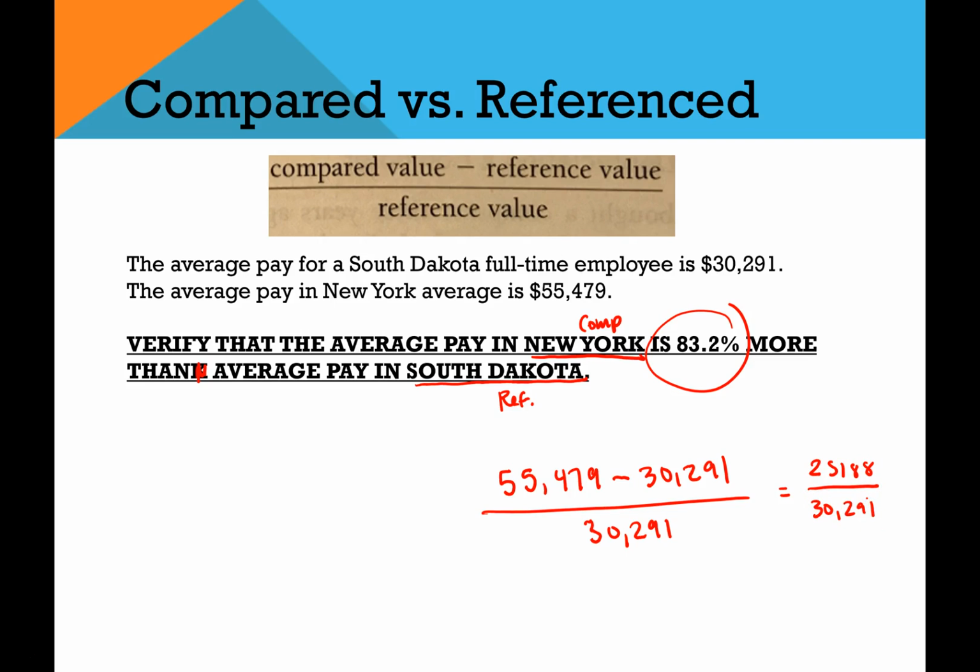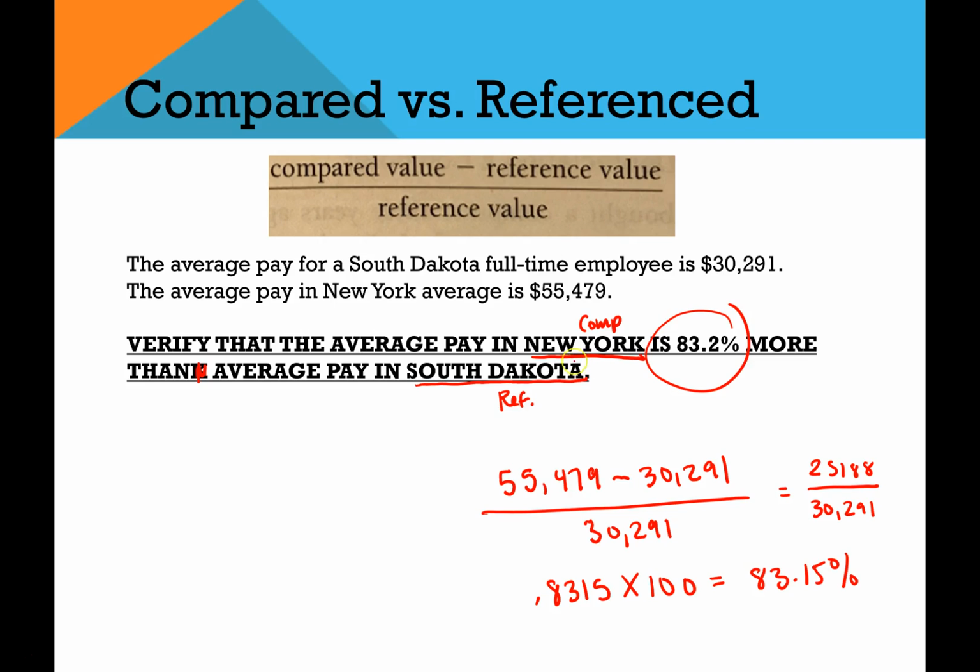Dividing those two values, I get 0.8315. Multiplying that by 100, I'm going to move my decimal over 2 places, and I get 83.15%, which does in fact round to 83.2.